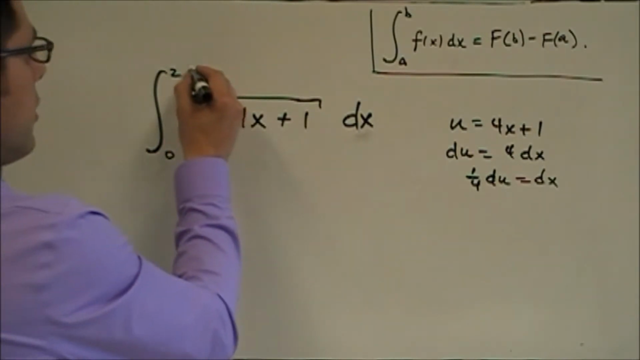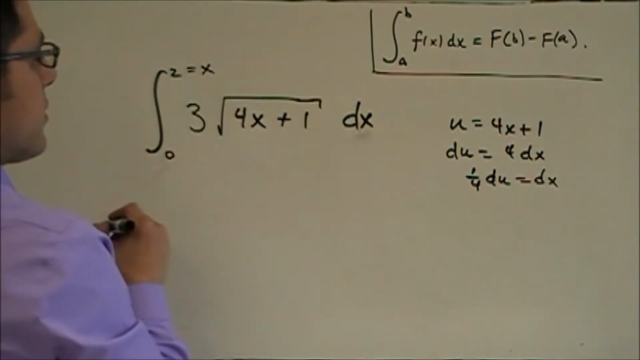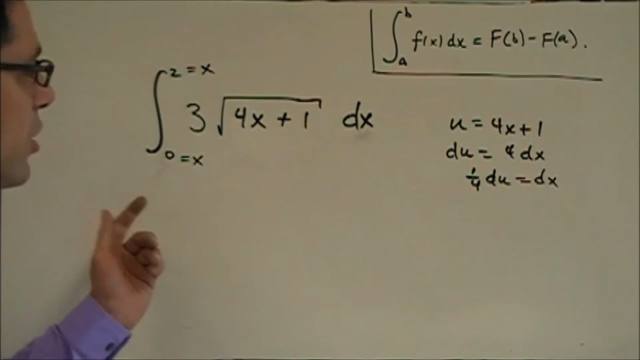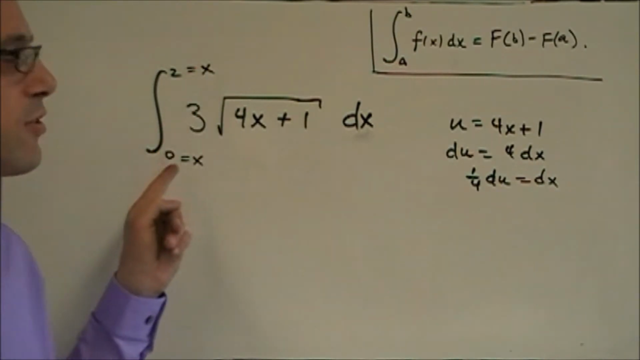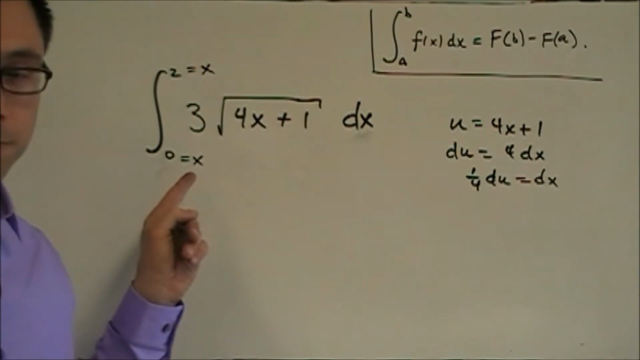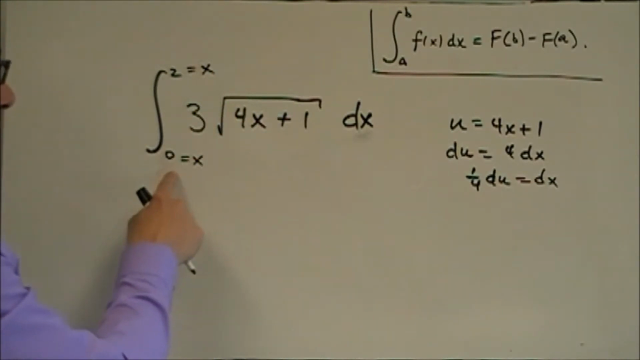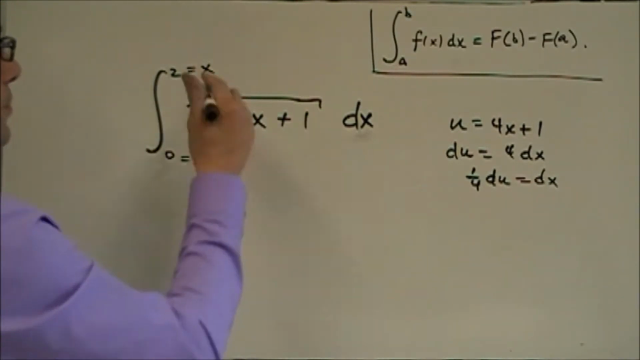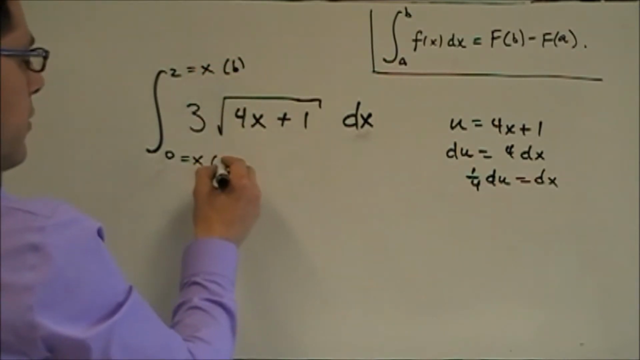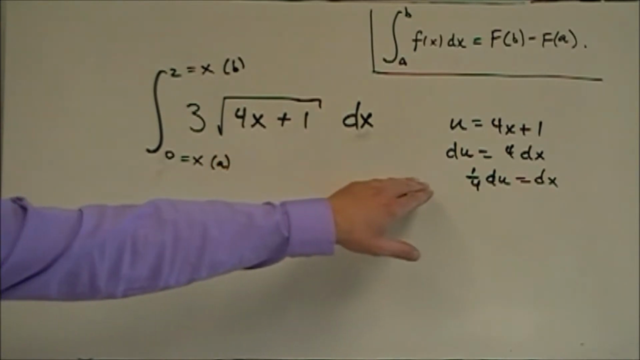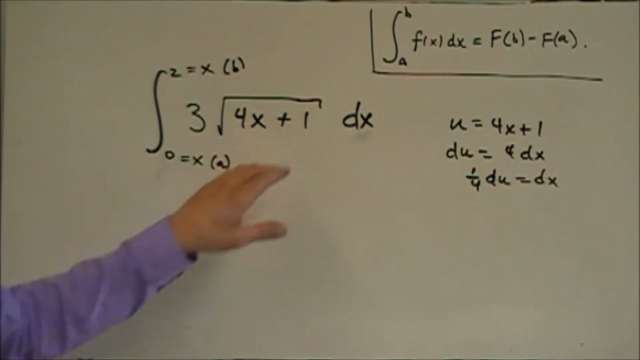In particular, this is x. X is 2, and x is 0. But if I change and go to u, I have to make sure that I make the corresponding change in u. This is, of course, b, this is a. I start down here and go up here. I should write that this is b, and this is a. All right? So let's go ahead and use this substitution to make our life easier.